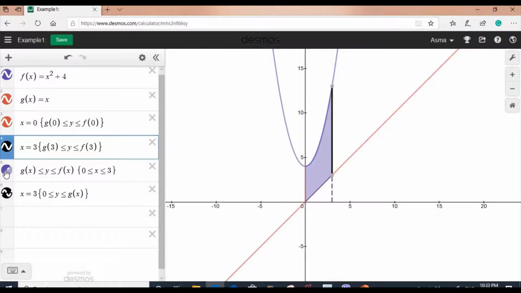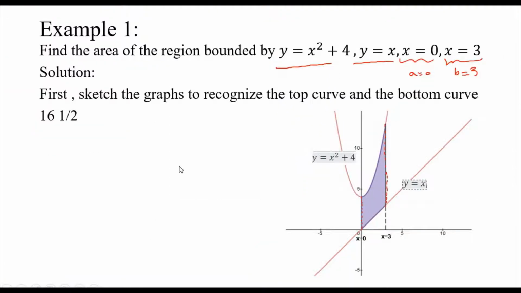between the two curves. So clearly the top function is f of x is equal to x squared plus 4, and the bottom function is g of x is equal to x. So you can determine the top function and the bottom function using desmos.com. So after we determined the top function and the bottom function, you can find the area between the two curves. Notice how I'm saying curves. In math, we call lines curves.